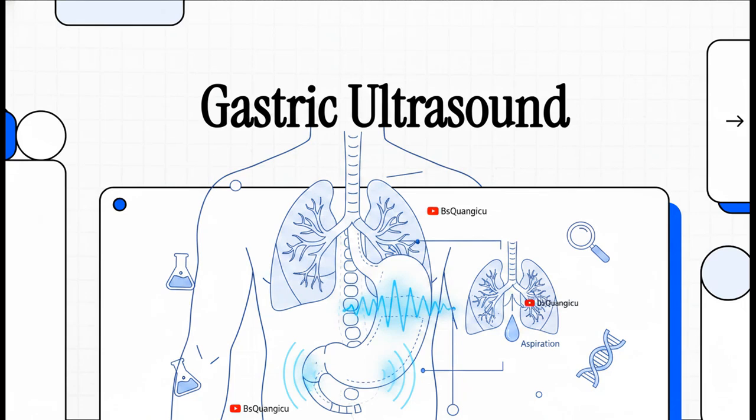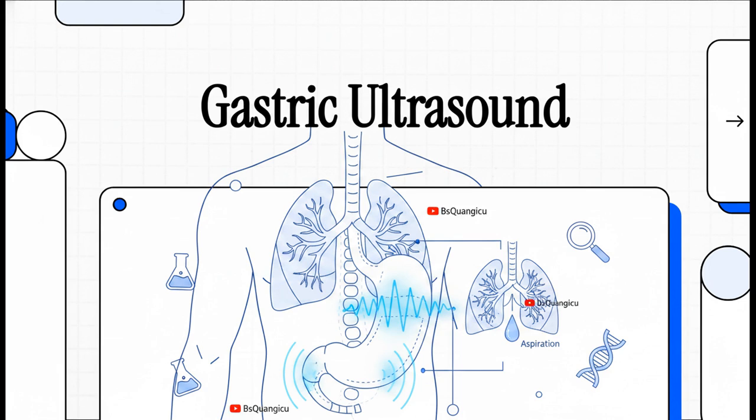Welcome to this explainer. Today, we're diving into one of the most absolutely crucial, yet kind of tricky, bedside assessments in acute care and anesthesia. We're talking about evaluating pulmonary aspiration risk using Point of Care Gastric Ultrasound. We're going to break down the anatomy, the exact sonographic protocols, and the risk stratification models that basically empower you to make safe, real-time, evidence-based decisions right there at the patient's bedside.